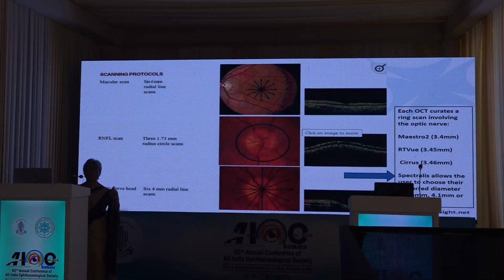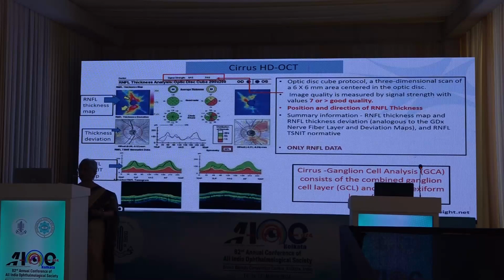That means don't think the ring scan of a Cirrus will be the same as Spectralis or the same as OptoView. Because in, let's say, the RTVue, which we are commonly using, the scan that goes around the optic nerve head is 3.45. Cirrus is very close by, it's 3.46. What about Spectralis? That gives you an additional advantage. It says, choose your scan. So you can have a diameter of 3.46, 4.1, 4.9. So that's a great advantage.